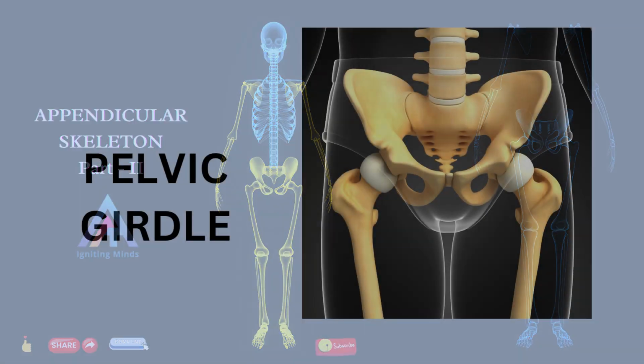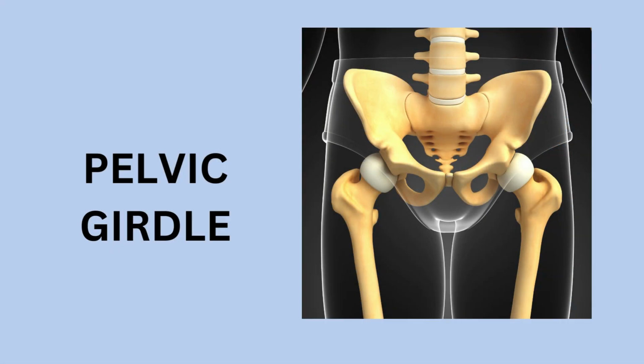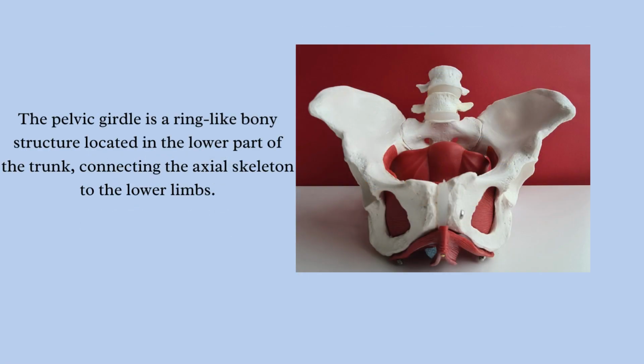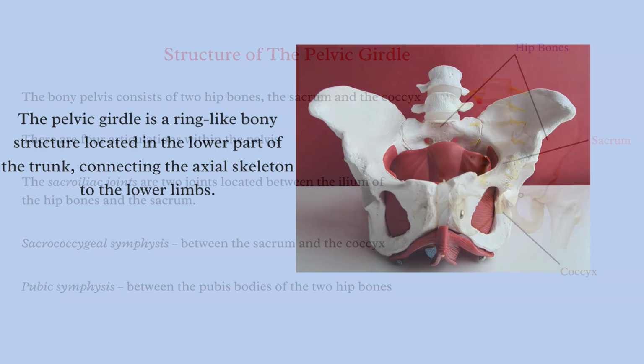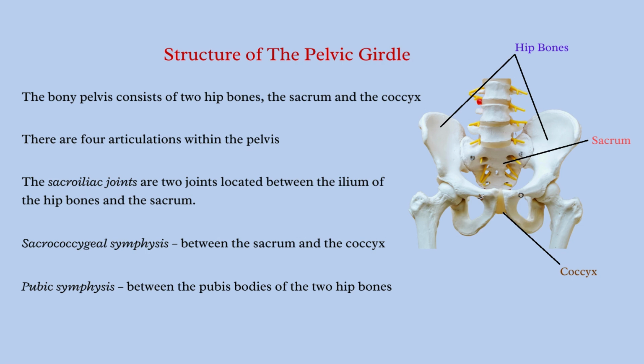Thank you. Today's lecture focuses on the bones of the lower limb, and we begin with the pelvic girdle. The pelvic girdle is a ring-like bony structure located in the lower part of the trunk, connecting the axial skeleton to the lower limbs.